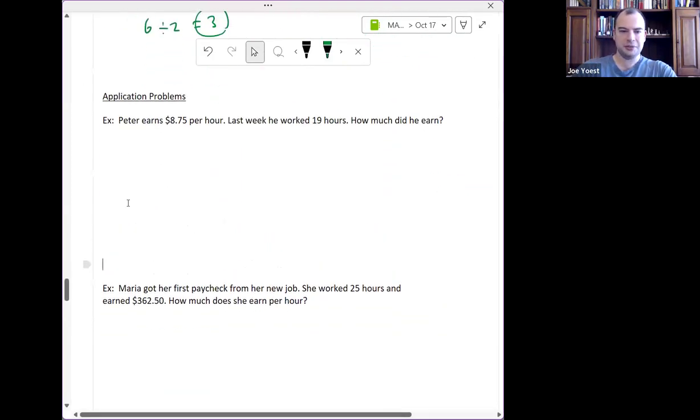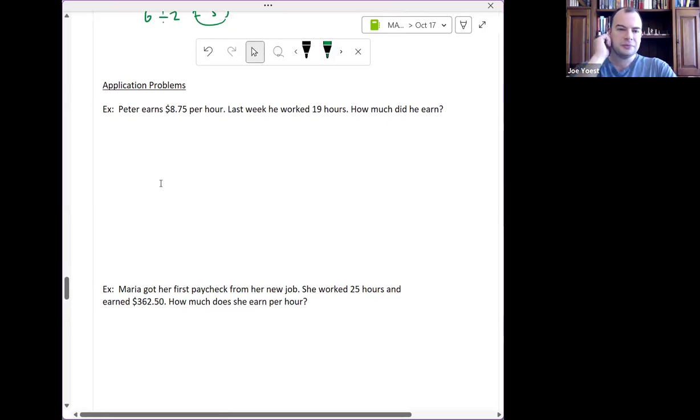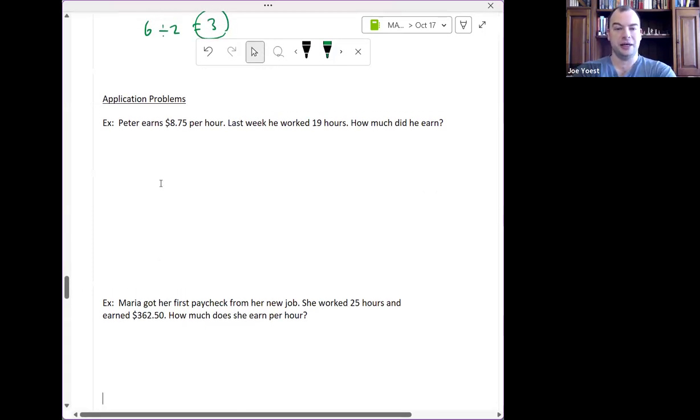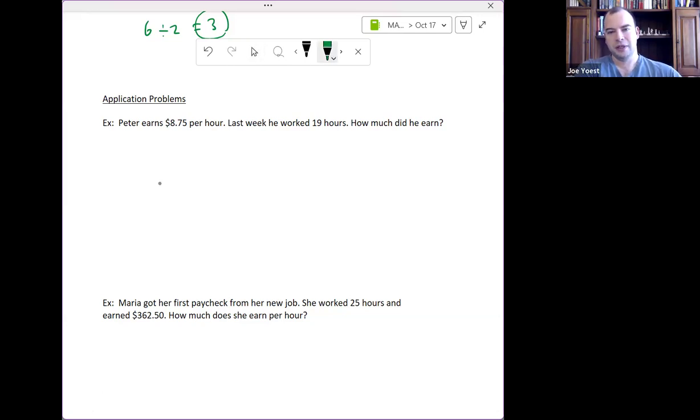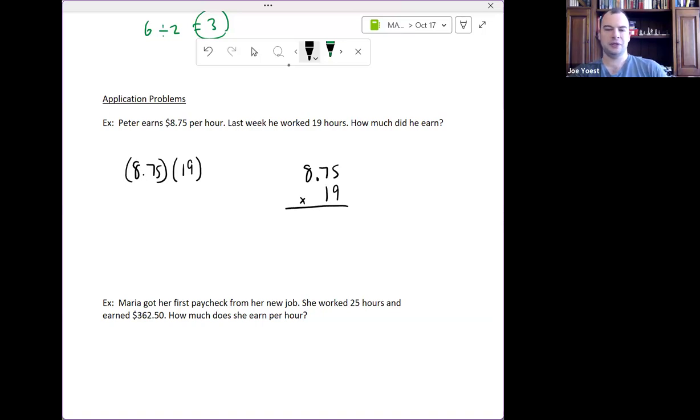Okay, a couple of application problems. So let's suppose that Peter earns $8.75 per hour. Last week he worked 19 hours. How much money did he earn? Well, he would have earned, in dollars, 8.75 times 19. How do I multiply these? Well, I do my multiplication algorithm. 8.75 times 19. I multiply these as though they were just 875 and 19 multiplied together.